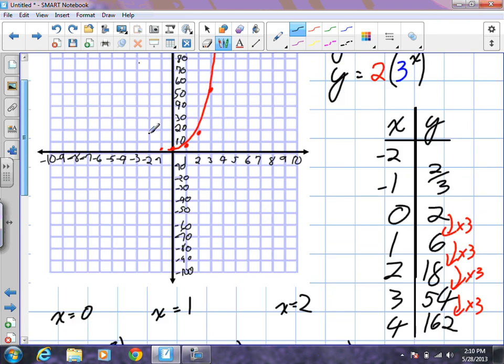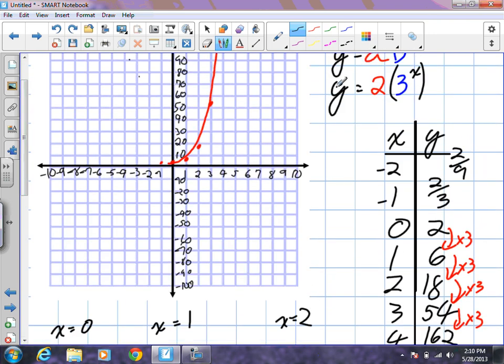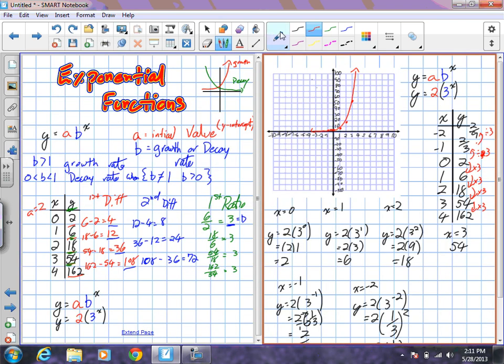And if we wanted to go the other way, we're dividing by 3. What's 2 divided by 3? 2 over 3. 2/3 divided by 3 is 2 over 9. So if we went the other way, we divide by our ratio. And again, it'll never touch the x-axis. And if you notice, our values are identical to what we had before in this chart here, 2 to 162, and we just went backwards. So we have our growth rate and our decay rate.